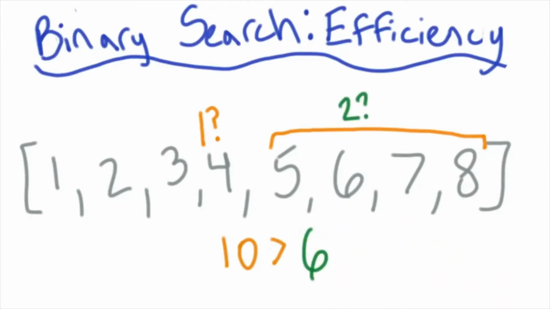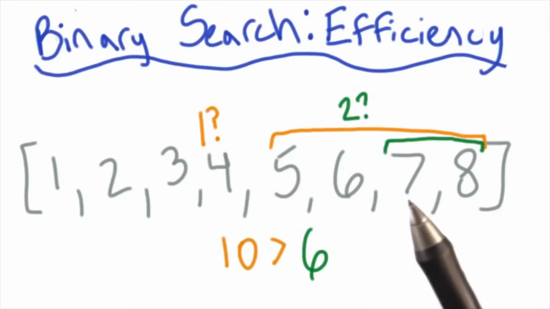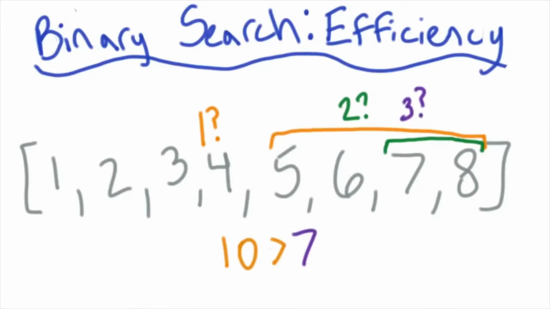Okay, since 10 is greater than 6, yet again we get to cut our array in half and deal with just the top. Yet again, we have an even number of elements, so we're going to err on the lower side and check there first. Since 10 is greater than our middle element 7, we're left with just the last element now. And now that we've checked the highest element in the array and our number is still bigger than it, we know that this number doesn't exist and we can move on.